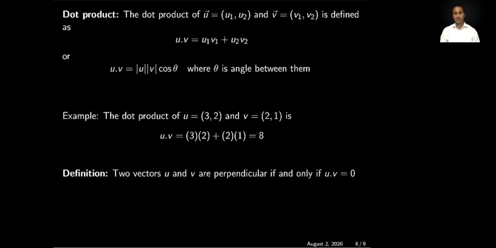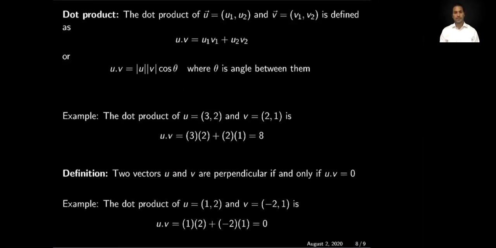Here is another definition which depends on the dot product. Two vectors u and v are perpendicular if and only if the dot product between these two vectors is 0. For example, this vector u, which is 1 comma 2, and vector v, which is negative 2 comma 1, they are perpendicular because their dot product is 0.